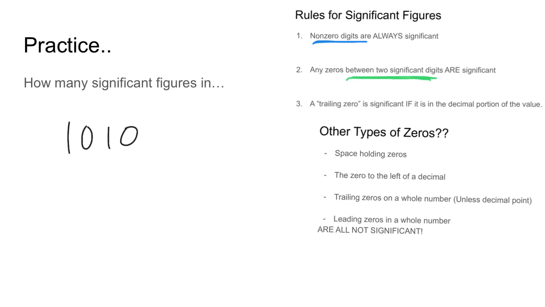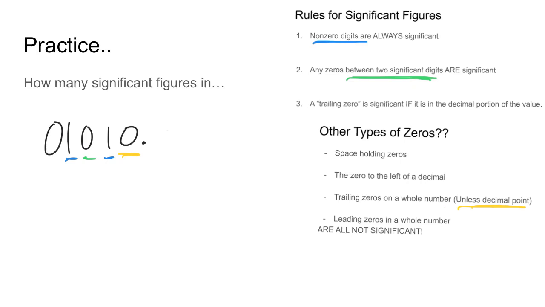So let's say I added a decimal point on the end of this, and I also added a 0 out here. Now how many significant figures would that be? Well, we look at our rules again. We have non-zero, non-zero. We have one between 2 significant figures. That doesn't change anything. A trailing zero is significant if it's in the decimal portion of the value. Nope, doesn't apply here. I have trailing zeros on a whole number unless there's a decimal point. So I put this decimal point here which says I want this zero counted. So we're going to count that one.